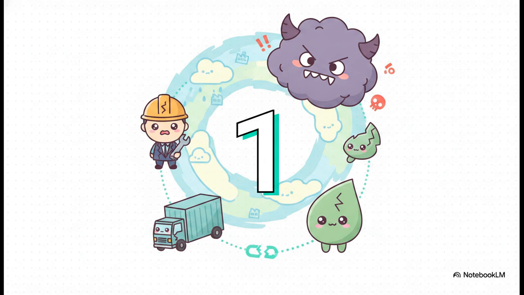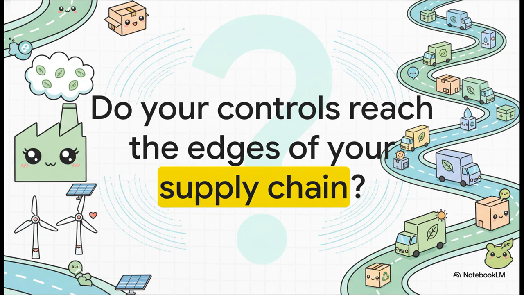So the crucial point is this. It really only takes one weak link, one uninformed contractor, one unverified supplier, or one short-sighted design decision to completely compromise your entire environmental management system. And that exposes your organization to some severe regulatory and reputational risks. Which leaves us with this final, really important question to consider. Are your environmental controls truly reaching the furthest edges of your supply chain? Or do they just stop dead at your factory door?